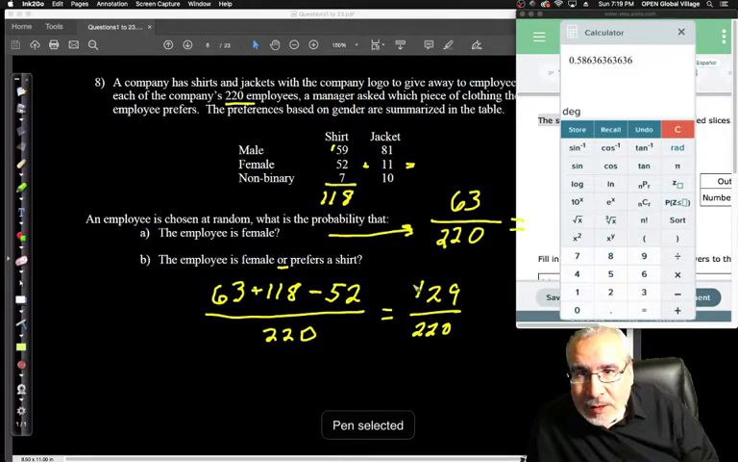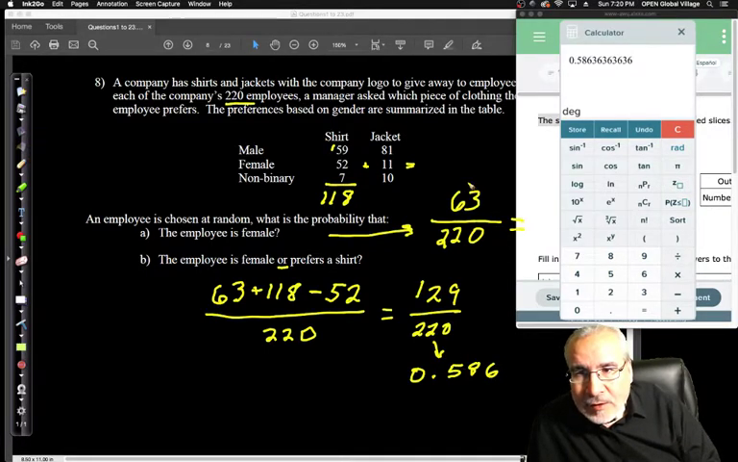But 0.586 for here. That number has a decimal. And then 63 over 220. Let's do that one next. Need to clear this out. 63 divided by 220.